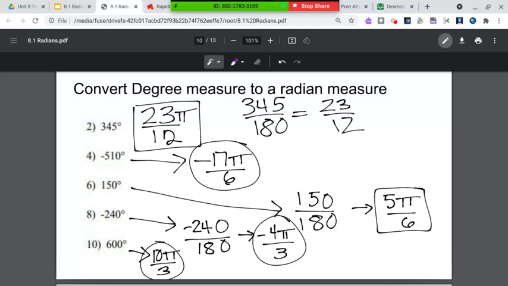Okay, so how do we convert from a degree to a radian measure? You put the degree over 180, you simplify, and you put it in terms of pi.